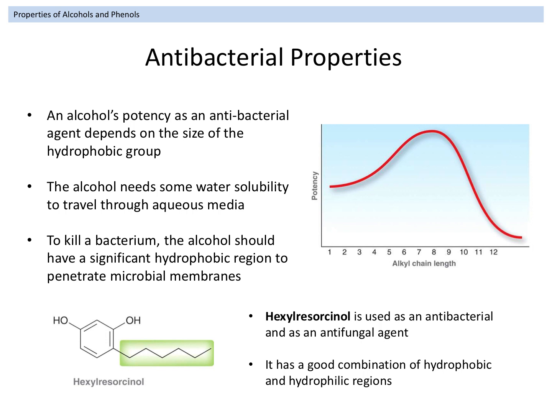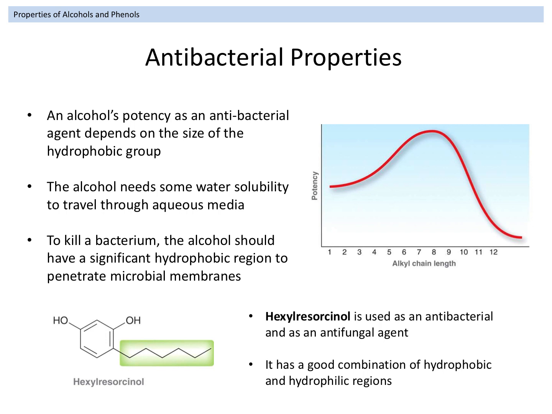The graph on the slide illustrates how the antibacterial potency of alcohols changes with the length of the alkyl chain. As the chain length increases, the hydrophobicity also increases, enhancing the ability to penetrate bacterial membranes. However, there is an optimal chain length where the antibacterial activity is maximized. Beyond this point, excessive hydrophobicity reduces the alcohol's solubility in water, decreasing its overall effectiveness.